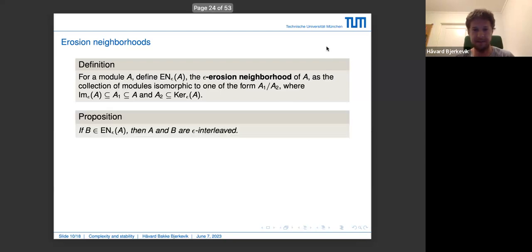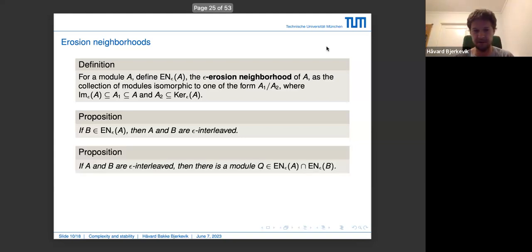And you can actually prove that this erosion neighborhood only contains modules that are epsilon interleaved with A. And you can also prove that a sort of approximate converse holds: that if A and B are epsilon interleaved, then their epsilon erosion neighborhoods actually intersect.